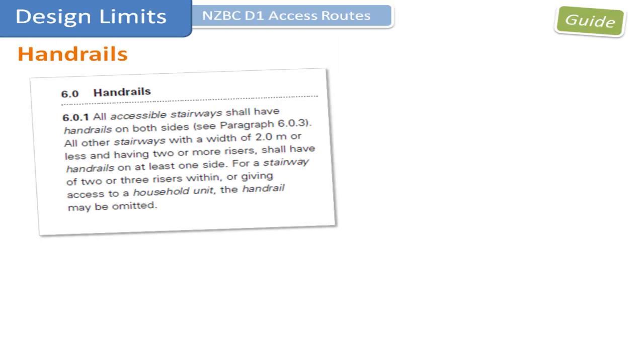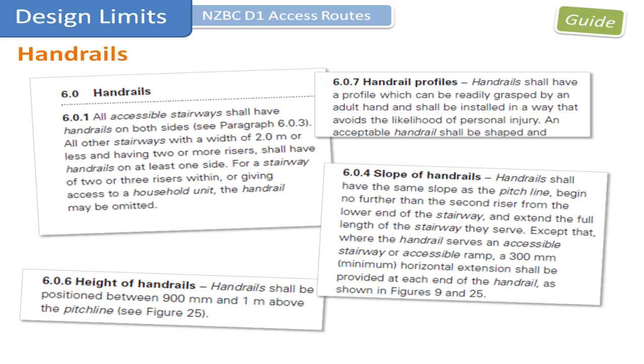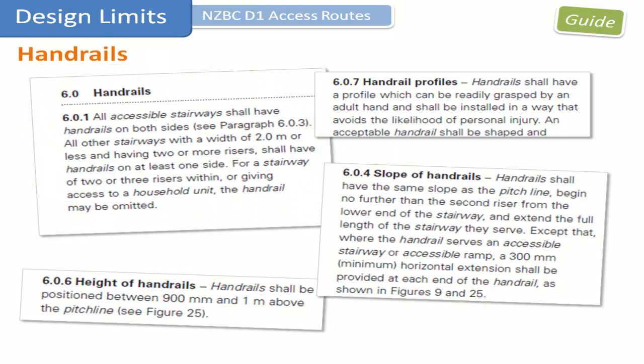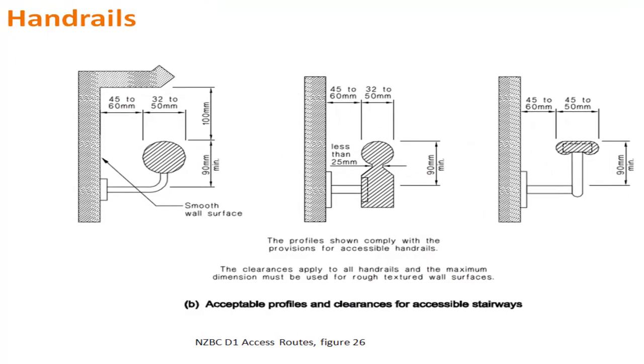New Zealand Building Code D1 access routes has specific requirements for handrails around the location, the height, profile, position and connection. 6.0.1 requires that all accessible stairways require handrails on both sides. Pay careful note to figure 26 that shows the allowable handrail profiles and connection options.